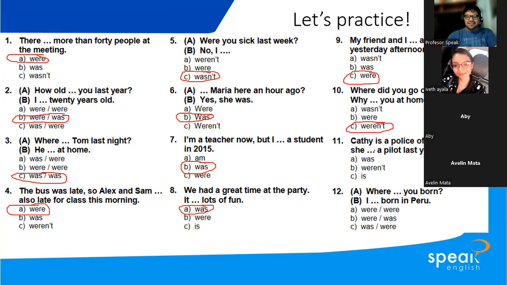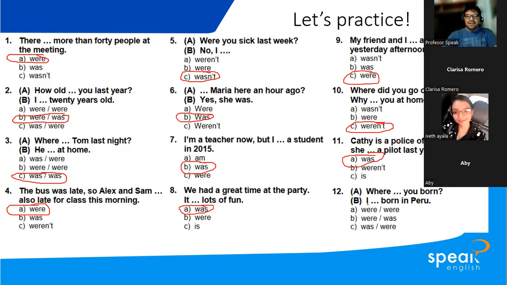The next one says, Kathy is a police officer now, but she was a pilot last year. Okay. And then the last one here says, where were you born? The answer is I was born in Peru. So the answer is where was, right? Yes. Letter B. Okay. Letter B. Good, good. Nice work. Any questions?